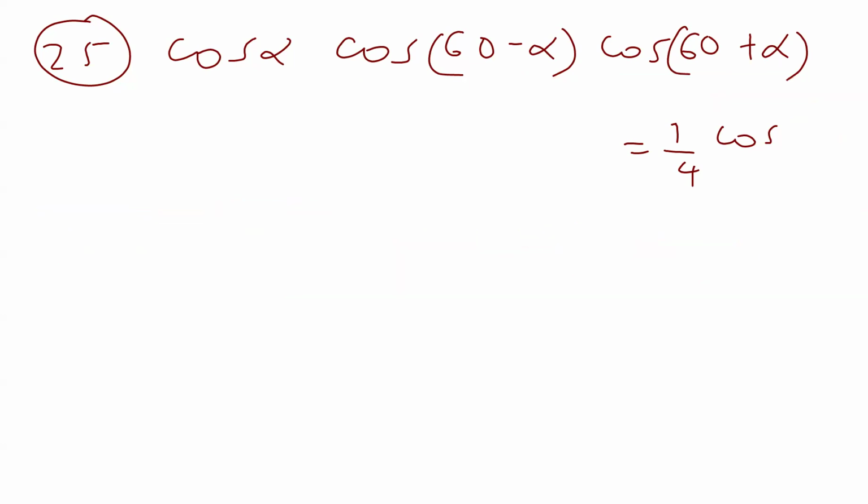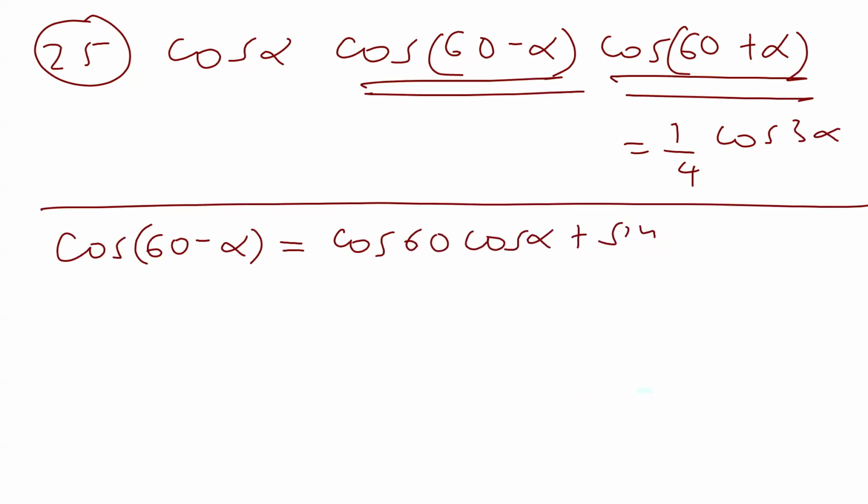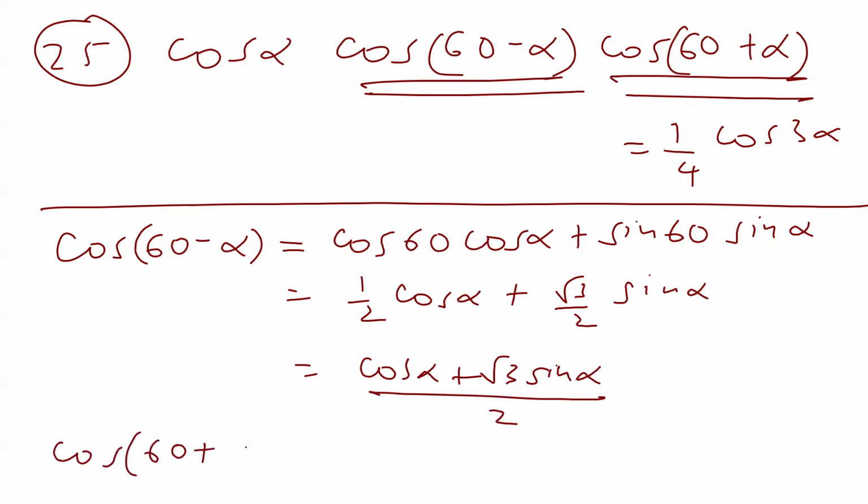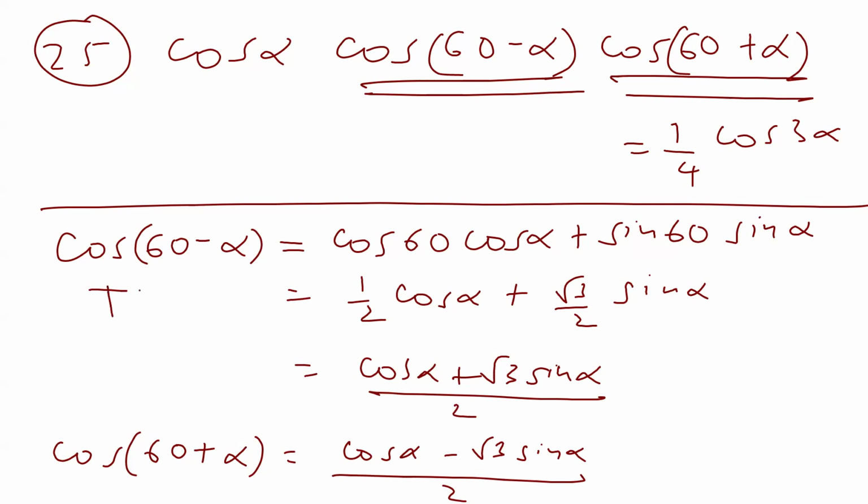Similarly, one second, I'll just rewrite this. So this is equal to cos alpha plus root 3 sin alpha by 2. Similarly, if you expand this term, 60 plus alpha, this will be cos alpha minus root 3 sin alpha by 2. Use the compound angle formula to expand the second term as well. This is term 1 and this is term 2. Both places I am using the compound angle formula. Now we'll multiply these two terms.